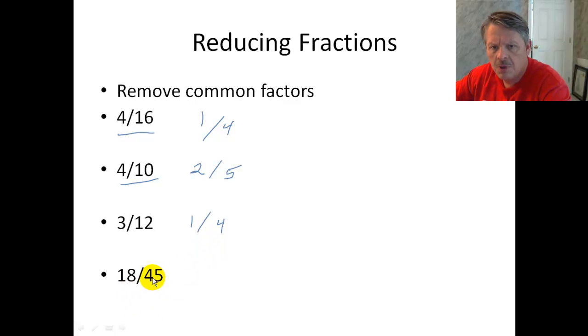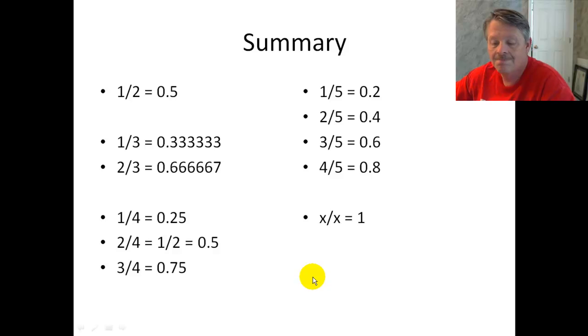18 and 45, you might not see that immediately, but 9 will go into both of them. But if you only did 3 at a time, let's say 3 goes into 18, that gives you 6. And 3 goes into 45, that gives you 15. Then you notice that 3 still goes into those. So I take 3 into 6, and that gives me 2. And 3 into 15 gives me 5. So I could have just reduced by dividing both numbers by 9, but if I didn't see that, I can still get there one piece at a time.